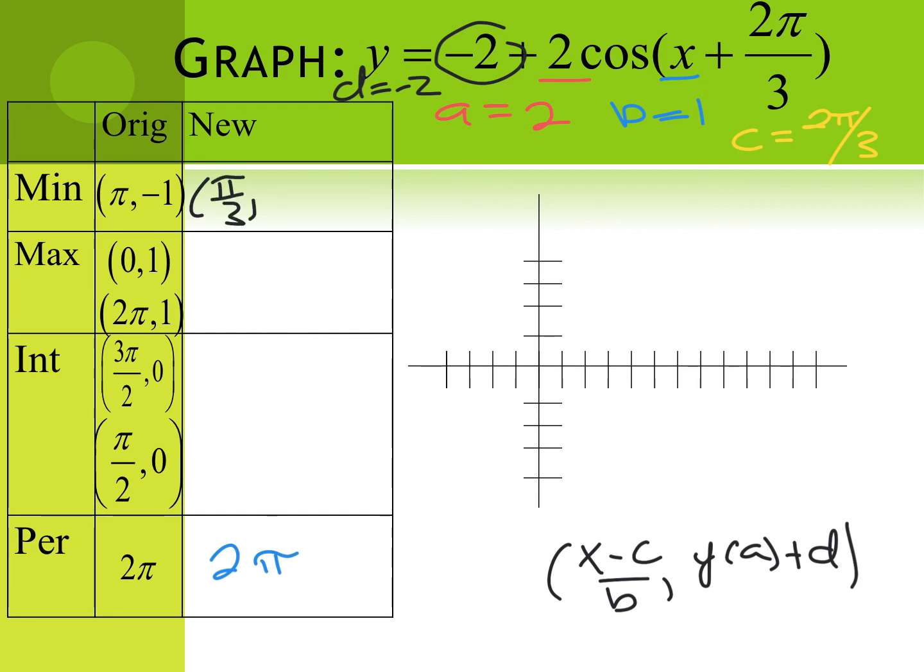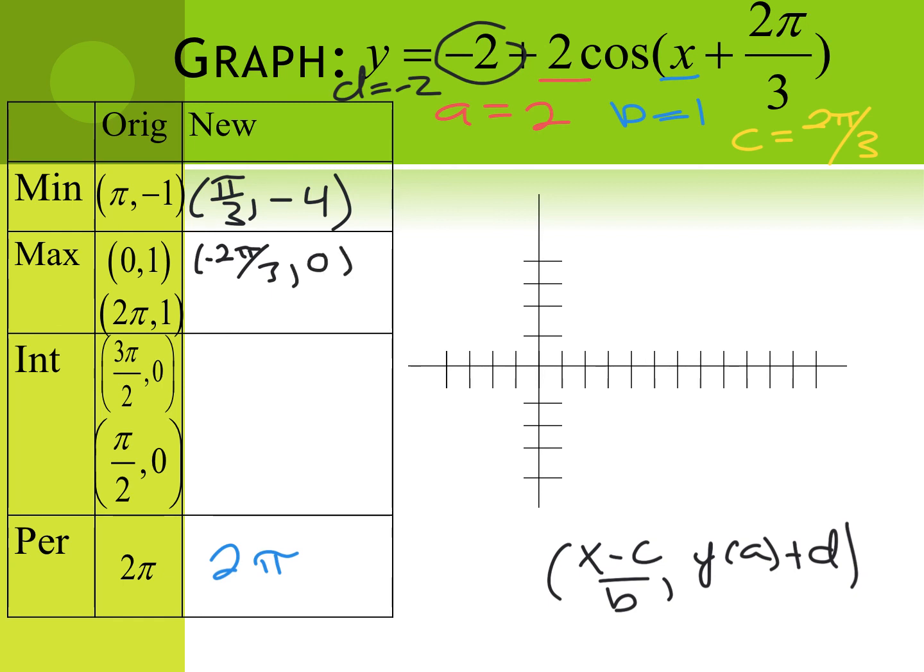And then for my y value, I'm going to multiply negative 1 times 2, and then subtract 2, so we get negative 4. For my maximum, I'm going to be subtracting 2 pi over 3, which gets me just 2 pi over 3. Sorry, negative 2 pi over 3. And then for my y value, I have 1 times 2 minus 2, which is going to be 0.